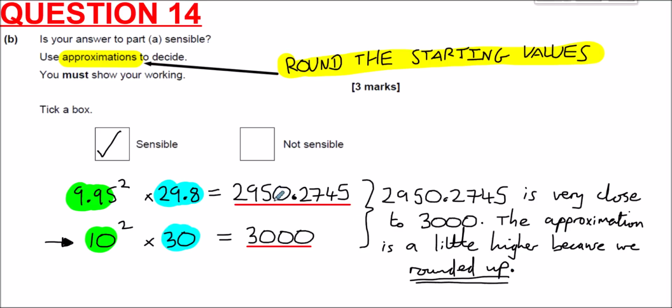But because these two values are very close, for example, if you had £2,950 in a bank account and you said to your friends, I've got £3,000 in there, it wouldn't really be a lie because you'd not be very far off at all. So at any rate, that calculation by using rounded values shows that the calculation is sensible. You can't just tick a box and show no working. You have to show the working for this one.